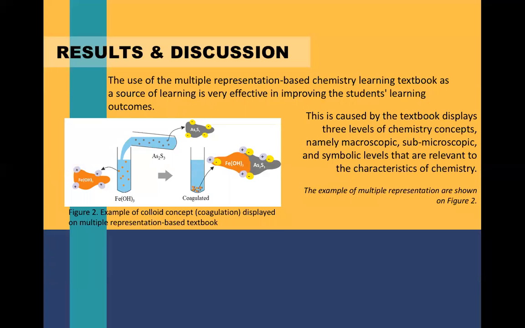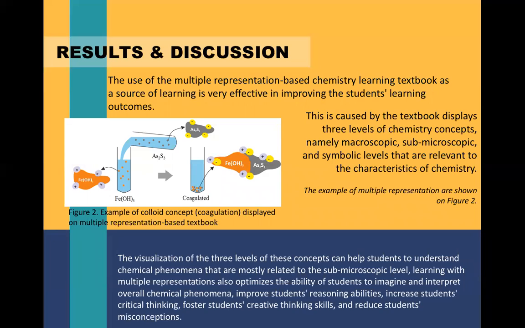This is another example of the multiple representation. We can see it in figure 2. Figure 2 shows a colloid concept, especially coagulation. The visualization of the 3 levels of this concept can help students to understand chemical phenomena that are mostly related to the submicroscopic level, which is the particulate level.